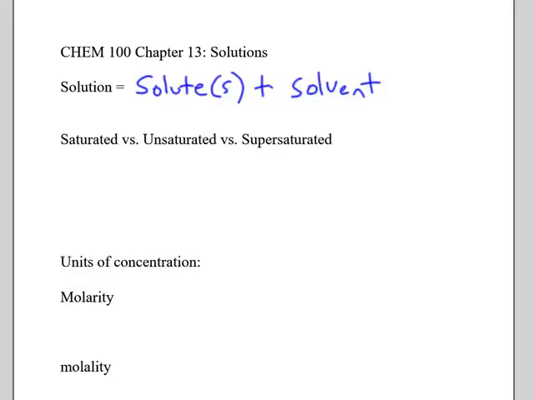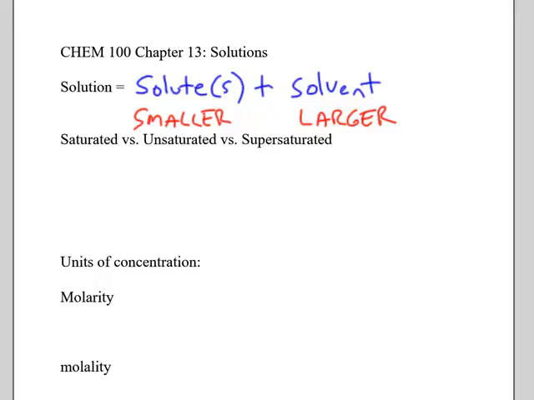So to further distinguish those two, the solvent is always the chemical that we have more of, and the solute is the one that we have less of. So for example, if you dissolve sugar in water, almost all the time you're going to have more water than sugar, so water will be the solvent.